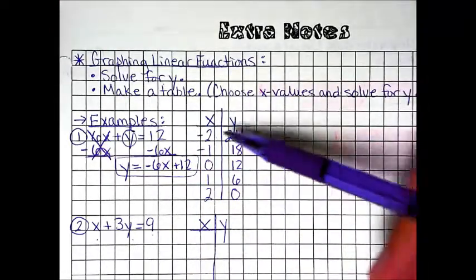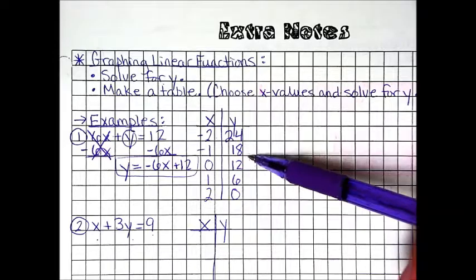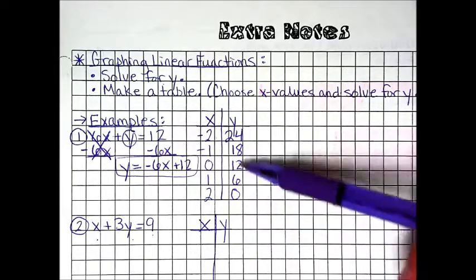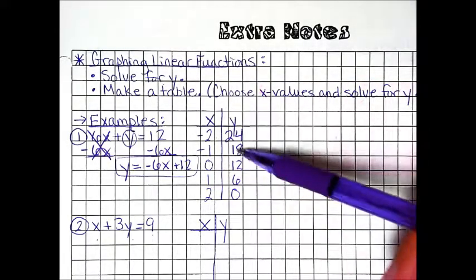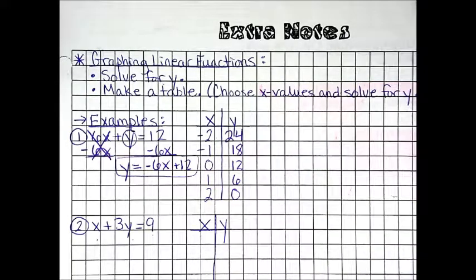And you will notice that these do consistently follow a pattern of going down by 6. It's kind of like that's our common difference when we did sequences. The -6 is going to happen every time. Okay?